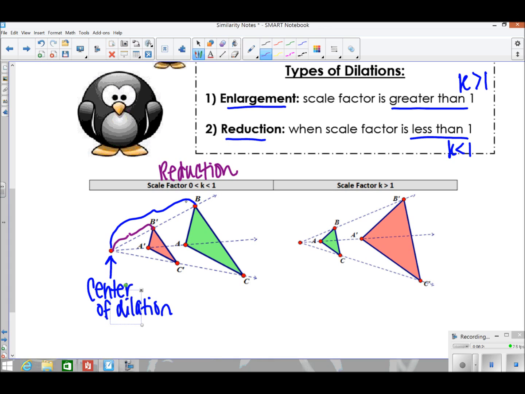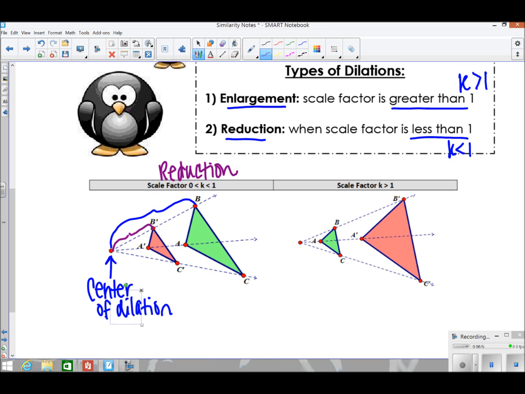So in this case, the scale factor is probably 1/2, because if you look at the overall triangles, the green to this pink color is about half the size. The A prime, B prime, C prime is about half the size of ABC. So it looks to me as if it's probably a dilation of 1/2. But the important thing here is that distance is shrinking. From the center to B, that distance is probably double the distance from the center to B prime.